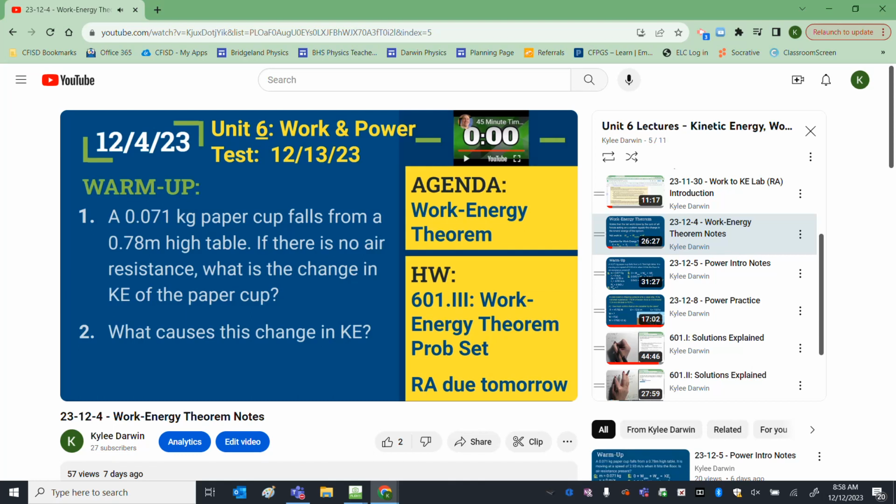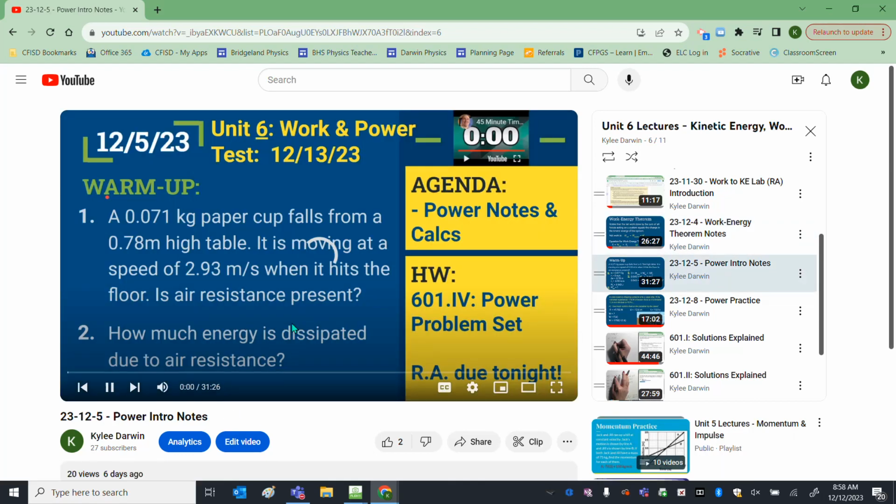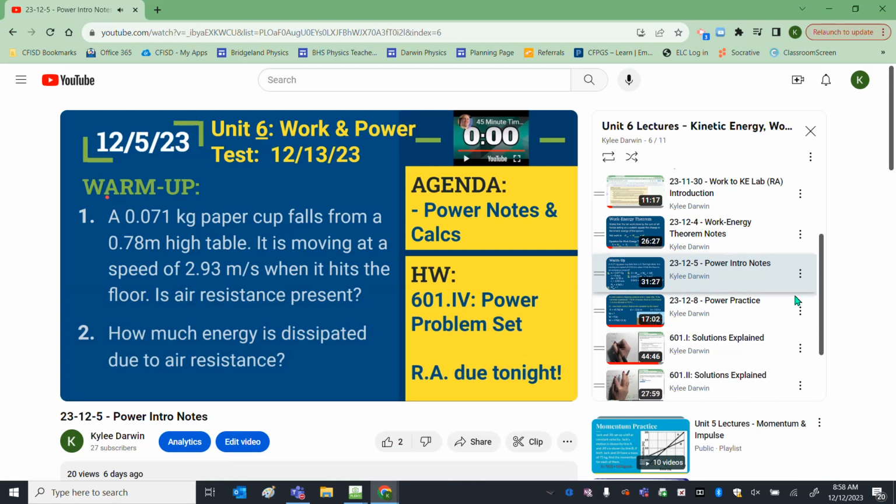Okay, so again, the 4th, the 5th is the similar one. It's the same type of question, except it's asking it in a little bit different way. It's asking you about the air resistance. So I definitely encourage you to look at this, or again, the 8th.